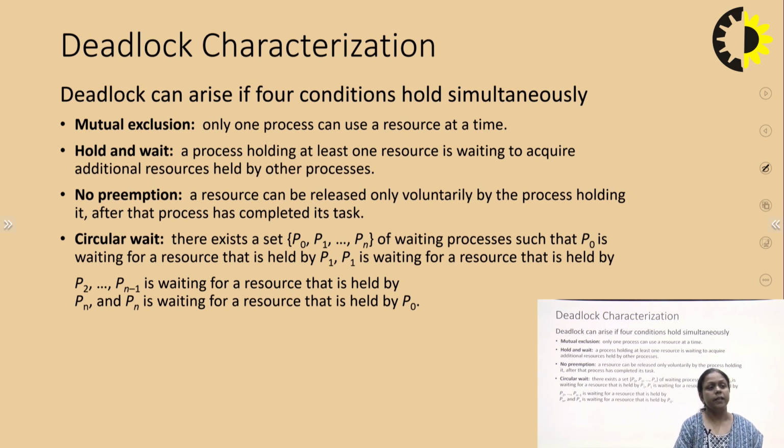Circular wait: there exists a set P0, P1 up to Pn of waiting processes such that P0 is waiting for the resource that is held by P1. For example, P1 is waiting for P2, P2 is waiting for P3 and again P3 is waiting for P1. So, this is known as circular wait. So these are the 4 conditions. If they are satisfied in the system, then there are more chances of deadlock in the system. So we should avoid these conditions.